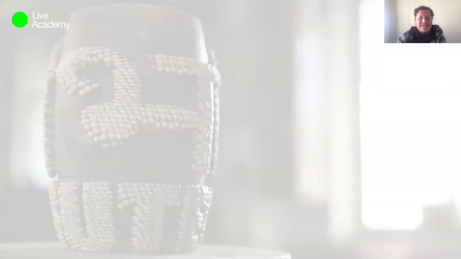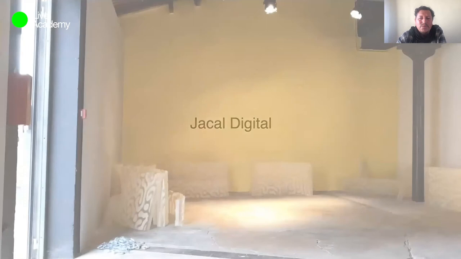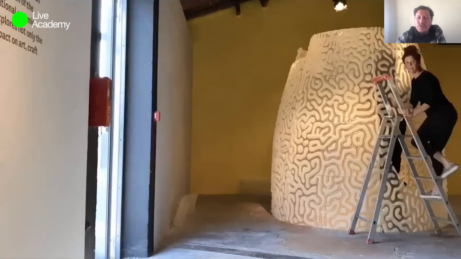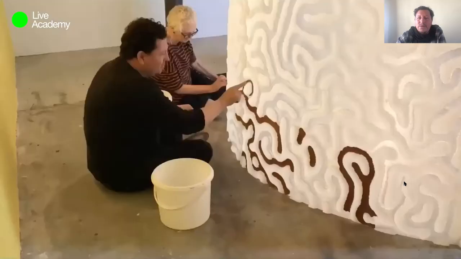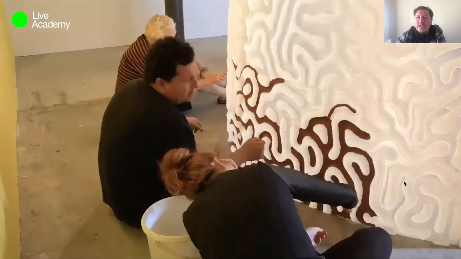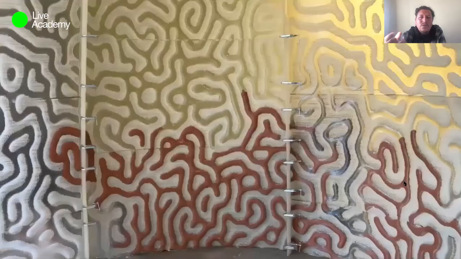Another way we've been combining this together is this project called Digital Hakal, where we take local clays and apply them to a 3D printed substrate. The substrate serves as a kind of lath that holds the clay material.